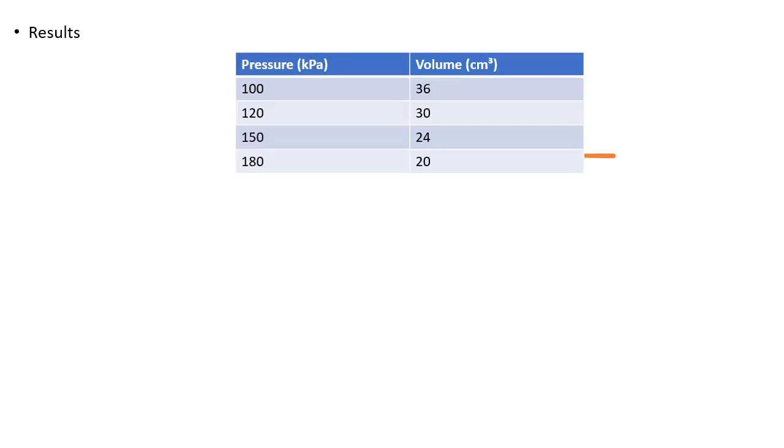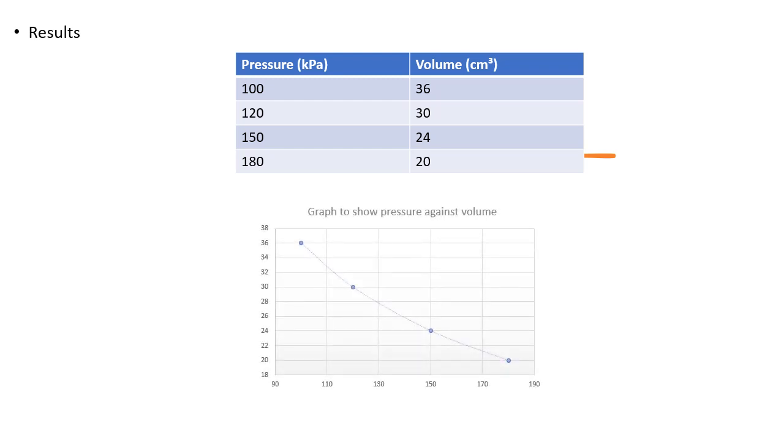The results of this experiment show that as we increase the pressure on the oil, the volume taken up by the air decreases. If we plot a graph of this data, we can see that we don't get a linear relationship, that the graph actually is a curve.